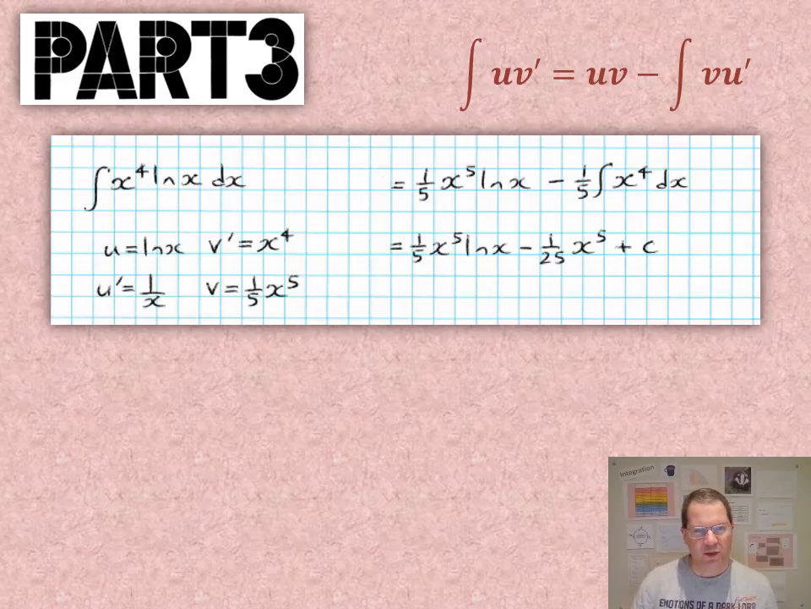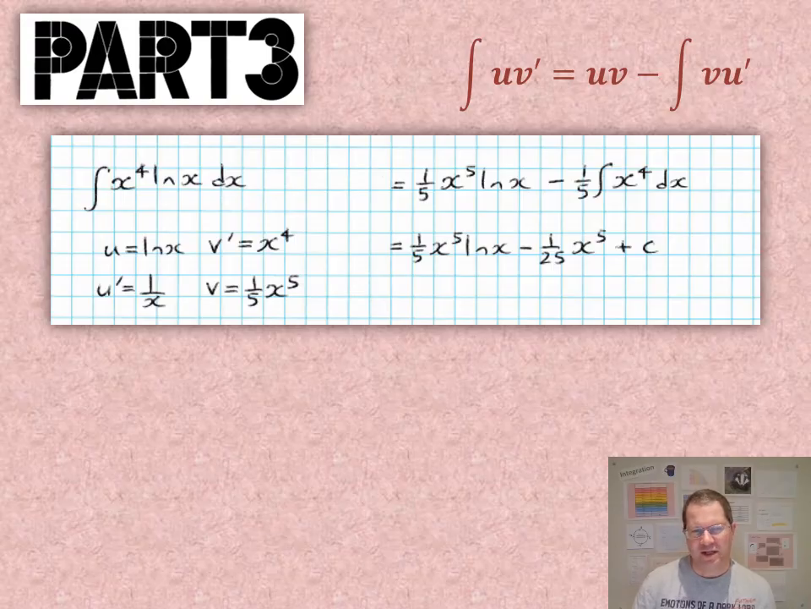So using the formula, uv is ln x times 1/5 x to the 5, and then our vu dash is 1/x times 1/5 x to the 5, and all that happens, because we've got 1/x as u dash, is that we end up with a 1/5 of x to the 4. So I put the 1/5 outside and the x to the 4 in the integral sign. The integral of x to the 4 is 1/5 x to the 5, and 1/5 times 1/5 x to the 5 is 1/25 x to the 5. So in this example, where we have a power of x and log of x, then we don't put the x to the n as our u.